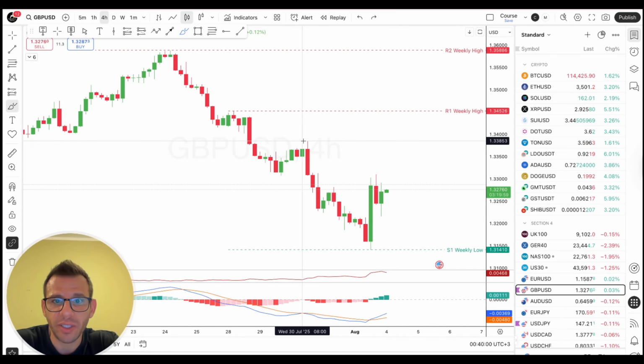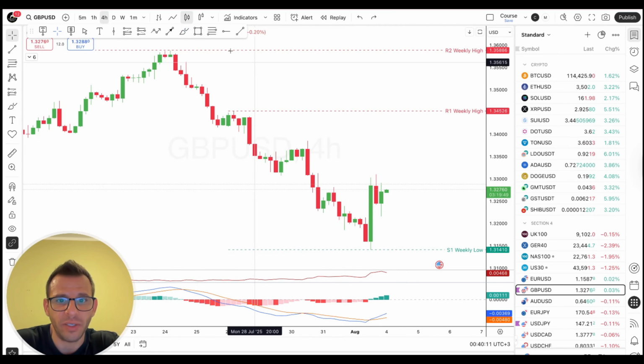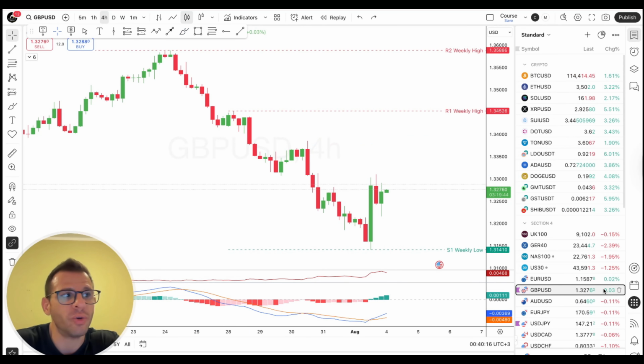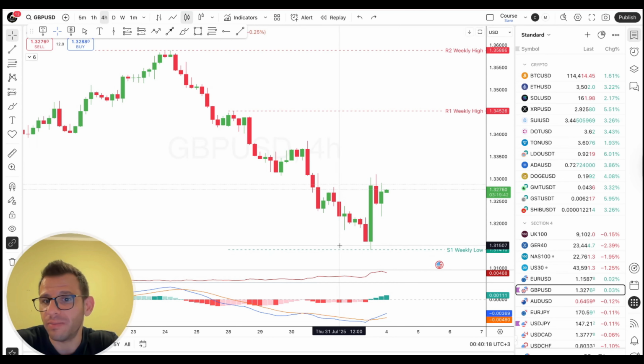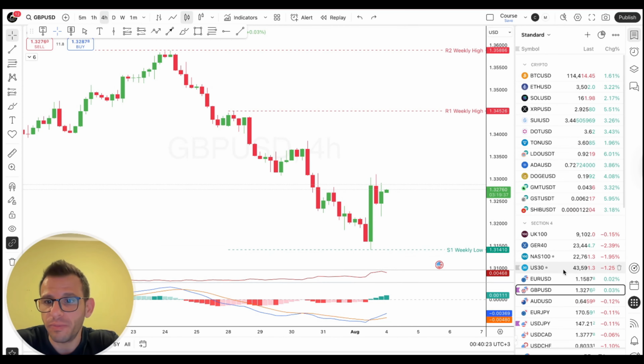If something changes and the price makes a high higher than this high, we do expect to see a further move to the upside. But based on this one here, it's more bearish than bullish. Maybe something changes during the middle of the week, but again, as I said, for now, based on what we see, this is more bearish.